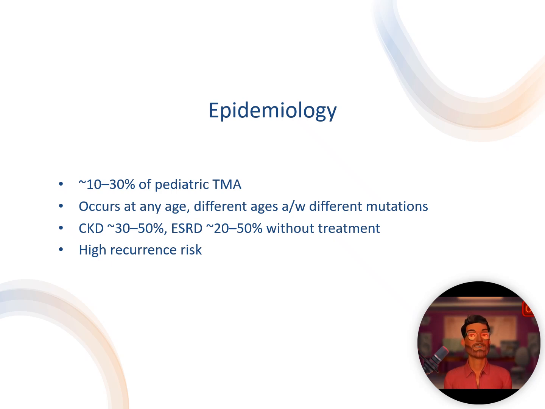The epidemiology of atypical aHUS in pediatric TMA is around 10 to 30%. It occurs at any age, with different ages associated with different mutations. Chronic kidney disease is typically the result. Now, we do have treatments which have improved CKD and ESRD, but there is still significant risk. There is a high recurrence rate regardless whether the cause of the atypical aHUS was by mutation or antibodies, which we will discuss shortly.